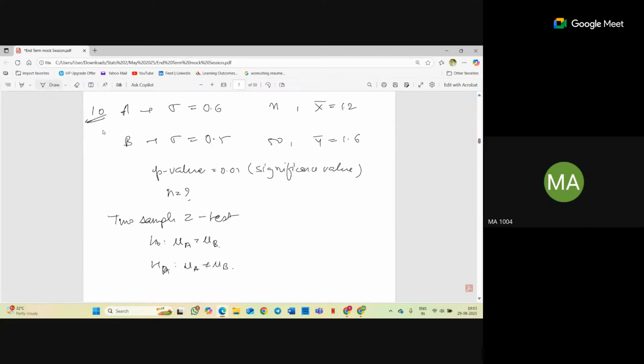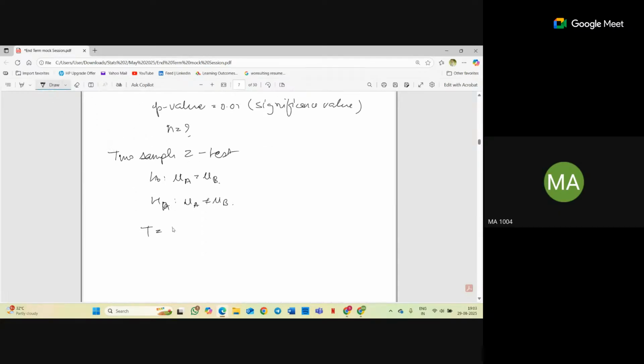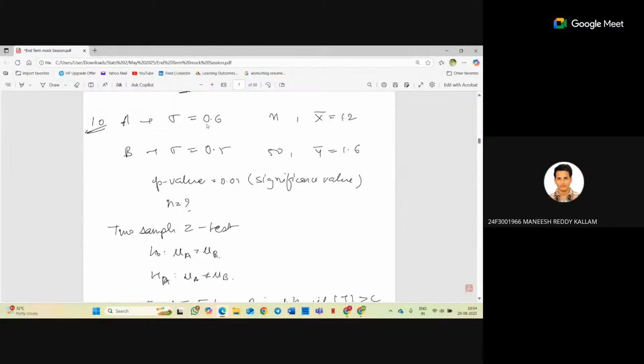Now what is my test statistic here? Mu A minus mu B, that is X bar minus Y bar. And I would be rejecting H naught if the mod of X bar minus Y bar is greater than C. Now my x bar is following a normal distribution with mu1 comma 0.6 square divided by n.